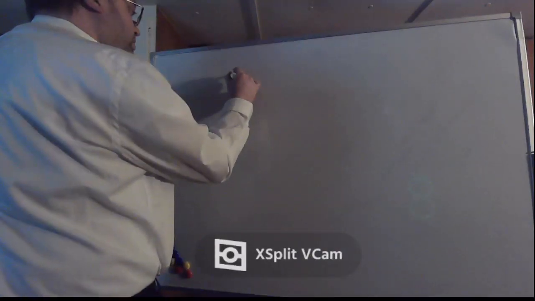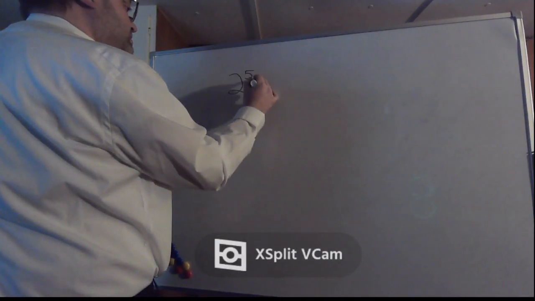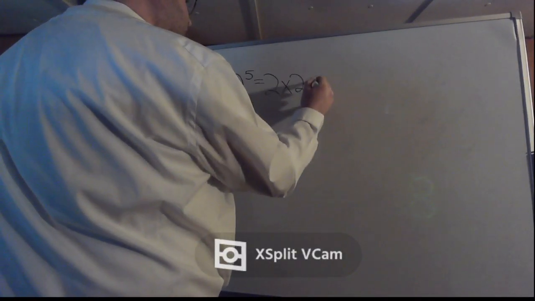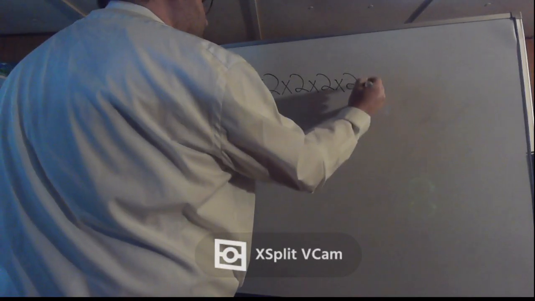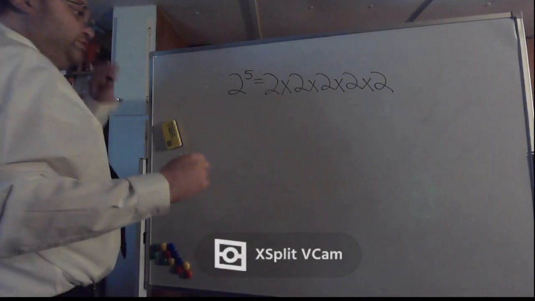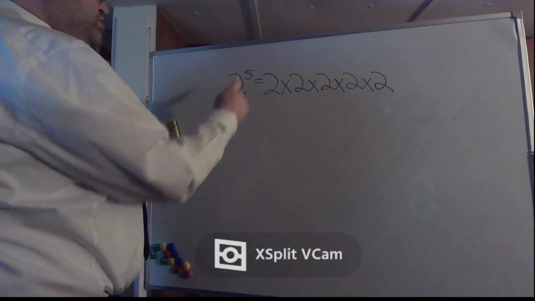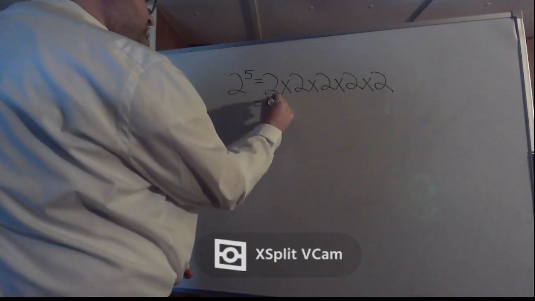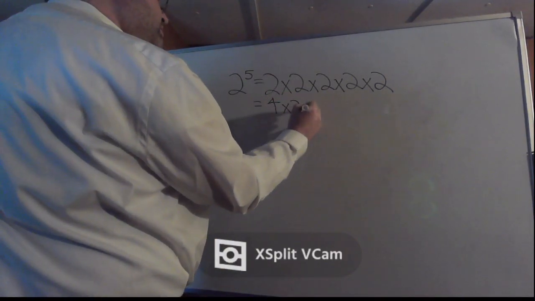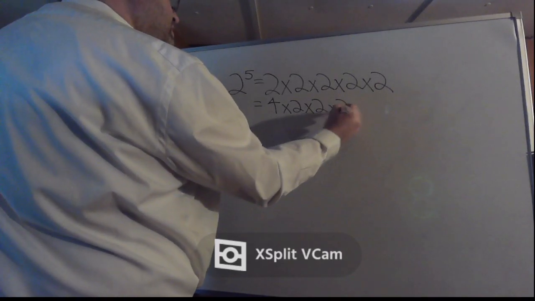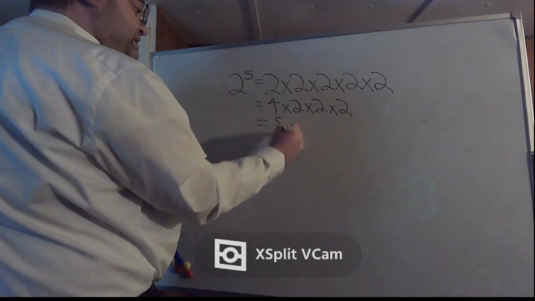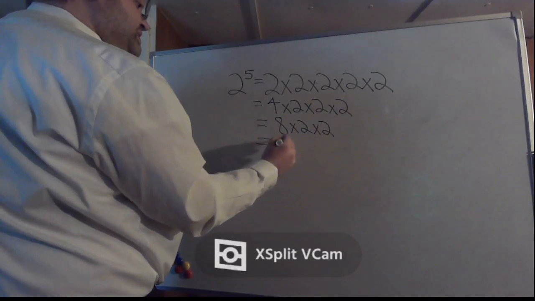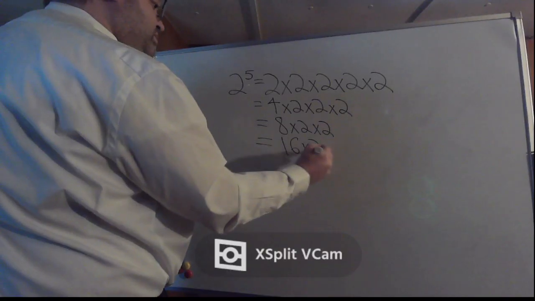Let's say one more. I have 2 to the fifth. So I got 2 to the fifth power. That's going to be 2 times 2 times 2 times 2 times 2. So I am multiplying it by itself 5 times. Your exponent tells you how many times you're multiplying it by itself. Start with 2 times 2 is 4, so you're left with 4 times 2 times 2 times 2. 4 times 2 is 8. You have 8 times 2 times 2. 8 times 2 is 16. You're left with 16 times 2.